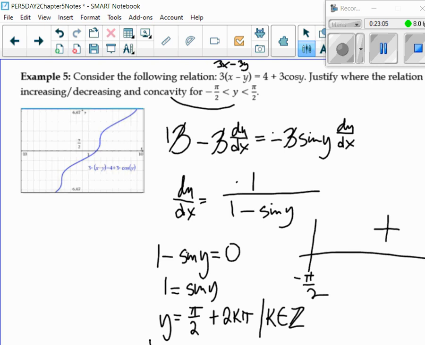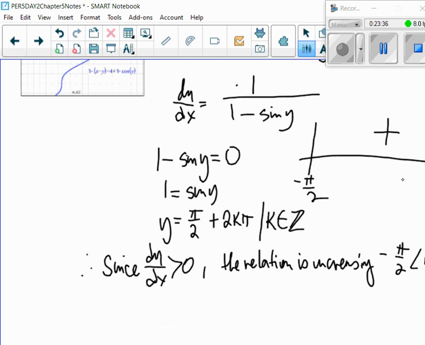Since dy/dx is greater than 0, the relation is increasing from negative pi over 2 to pi over 2. Okay, so now how do we do concavity? Second derivative. So we've got to use the first derivative. d squared y over dx squared equals.